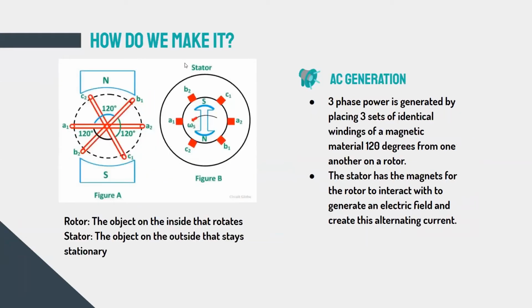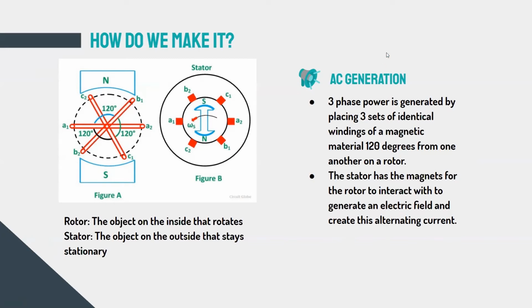So how do we make this three-phase power? We use two things. We use a rotor and a stator, and we use magnets, as well as some ferrous material. So the rotor is the object on the inside that rotates, as stated by the name. And then we have the stator, the object that stays stationary. So the rotor in this case would be this right here, and the stator would be the magnets themselves.